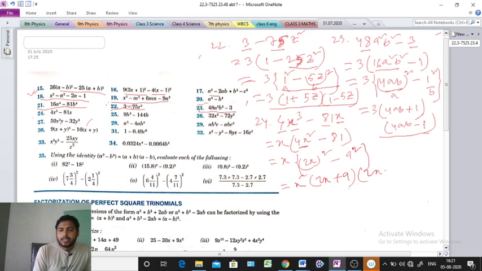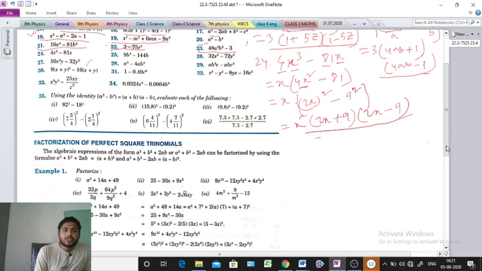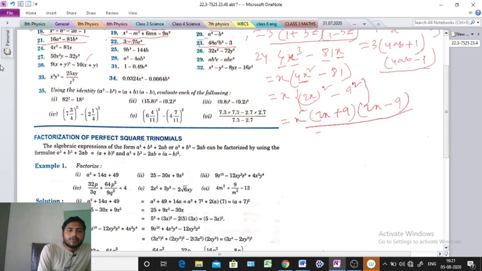So we can write x into 2x plus 9 into 2x minus 9, using the a square minus b square formula, a plus b into a minus b. This is the answer. This is question 24. I hope it is clear.